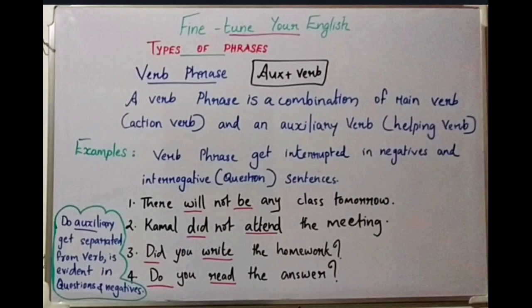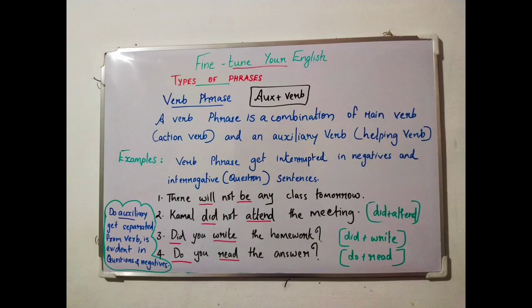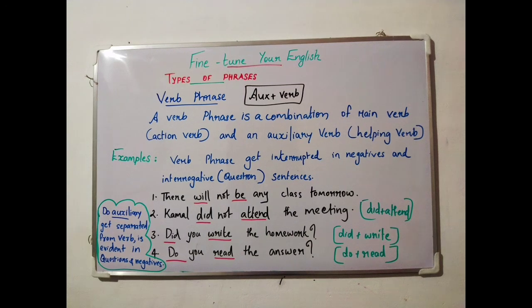In the second example, Kamal did not attend the meeting. Here, did attend is the verb phrase, and in this sentence, did got separated from the verb attend. It's because it's a negative sentence. Then the third example, did you write the homework? Here also did got separated from the verb write, and it's only because it is a question. Then the fourth example, do you read the answer? There, do got separated from the verb read, and it's only because it's a question.